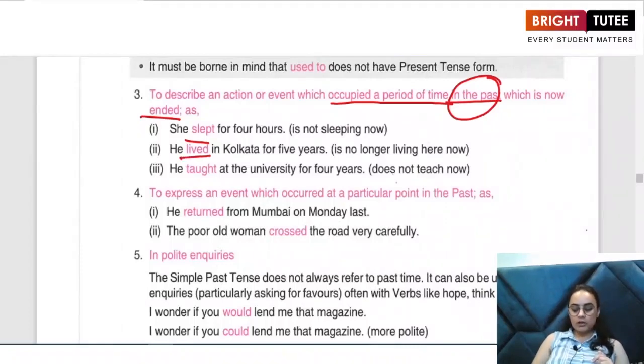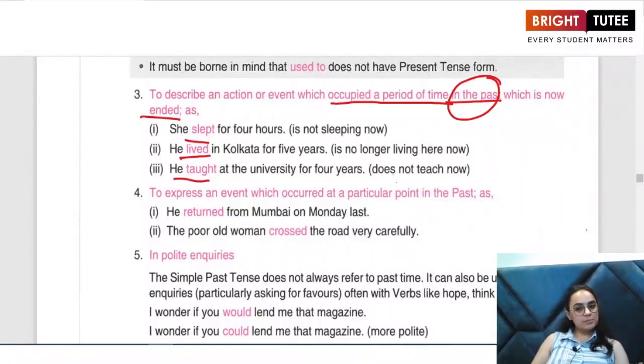He lived in Kolkata for 5 years. So he lived there for 5 years. He no longer is living there. He lived in Kolkata for 5 years. He taught at the university for 4 years. So taught at the university for 4 years. No longer is he teaching now, but he used to teach at the university for 5 years.